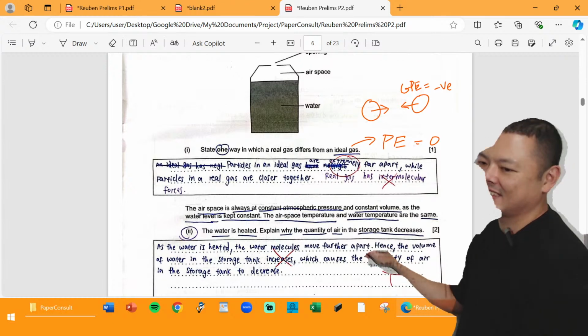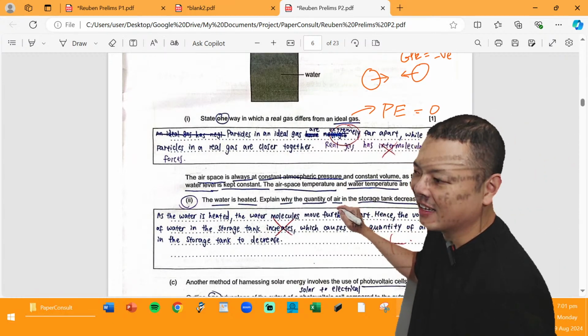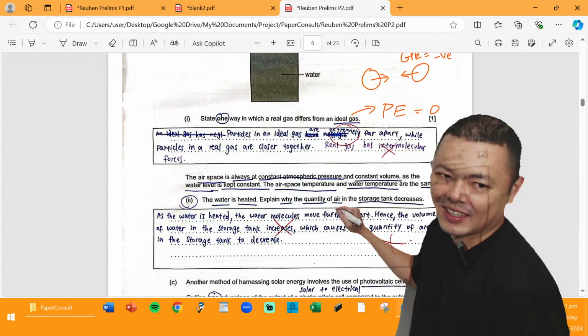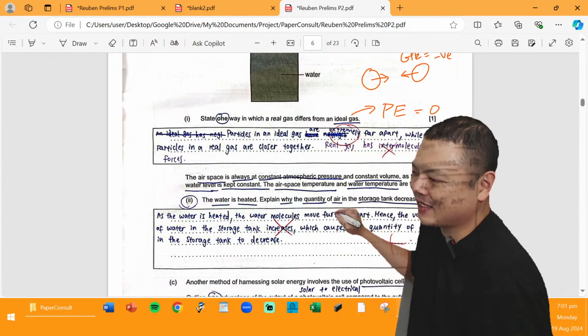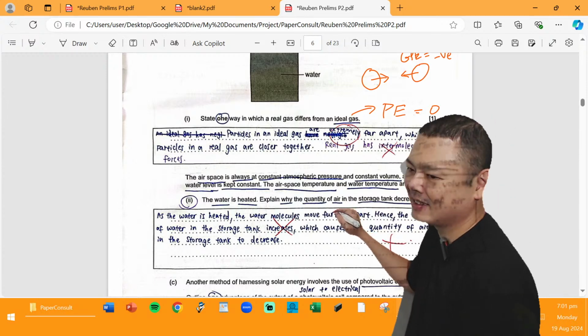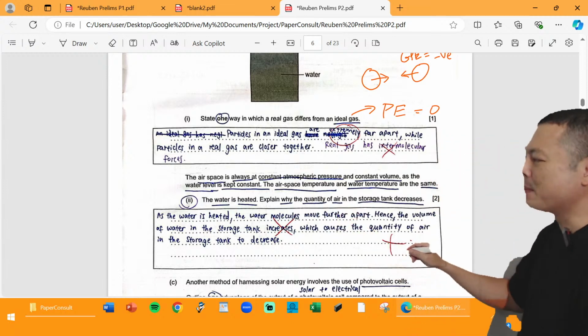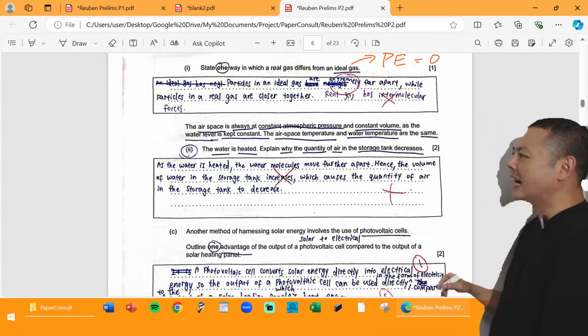Shouldn't density be related to pressure? Yeah, I also don't know why, to be honest. I don't know why they can't just say low density, but it's low density and low pressure. Never mind lah, just give them what they want lah.